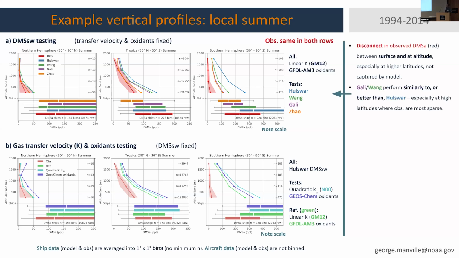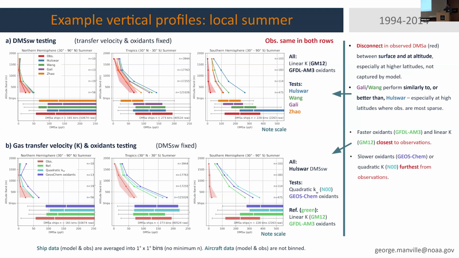The Galley and or the Wang perform similarly to or better than the Holswar, especially at high latitudes where the observations are most sparse. The faster oxidants and the linear K are nearest the observations, whereas the GeoChem oxidants get you furthest from the observations, except for the southern hemisphere summer, where strong high latitude winds mean that using the quadratic transfer velocity leads to higher emissions.